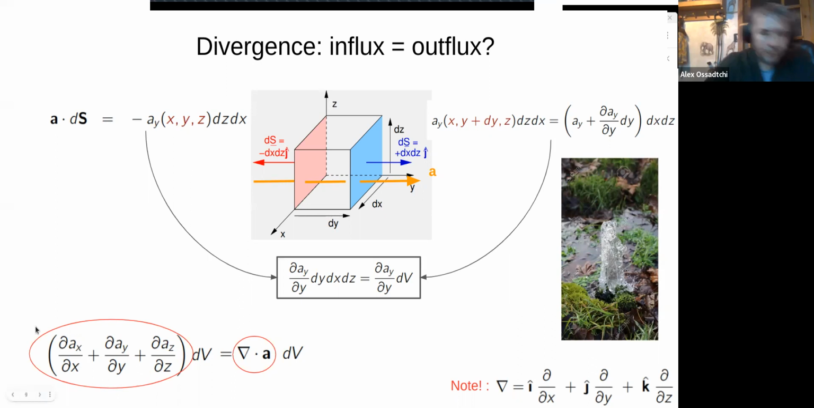This is kind of natural, right? Because you simply look at how your X, Y, and Z components change along the corresponding axis, and then you just sum these up.